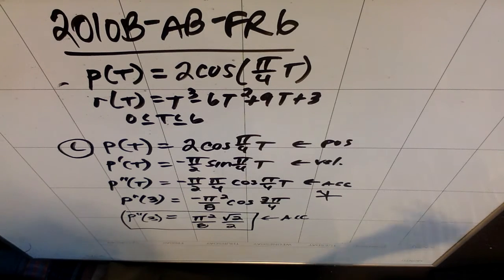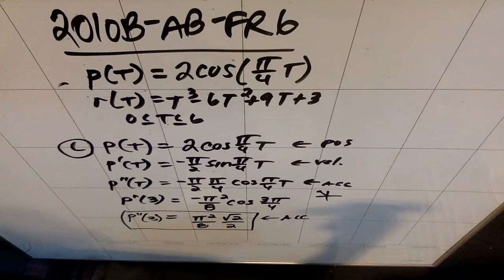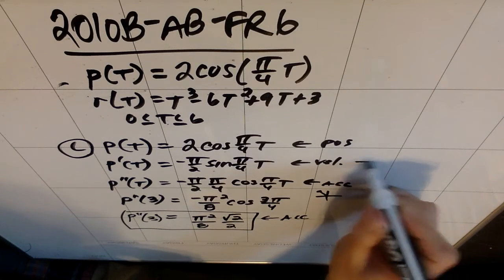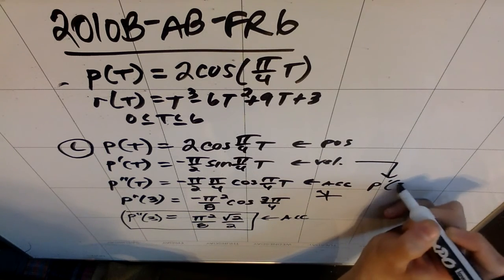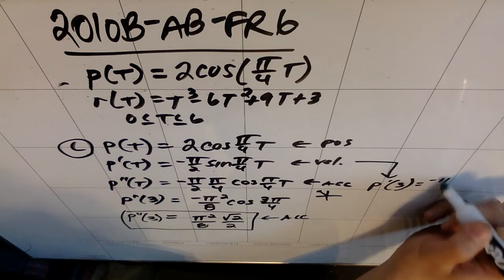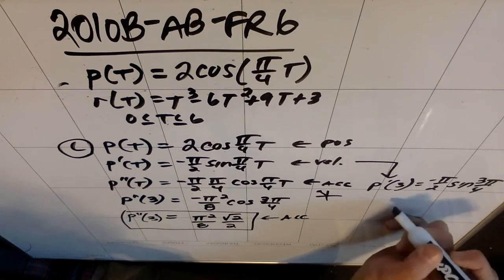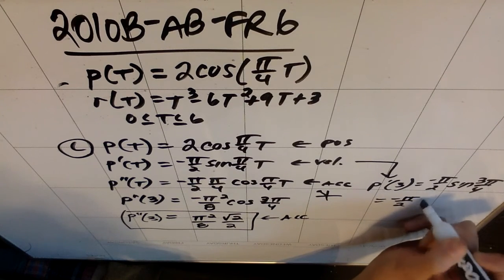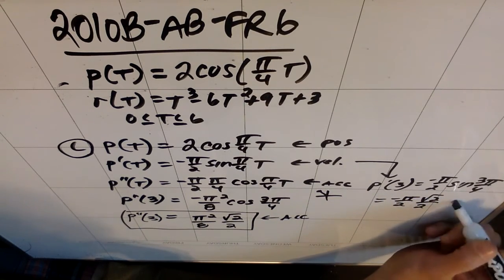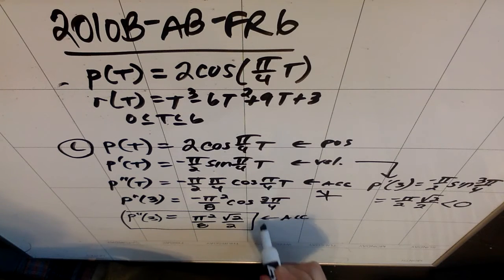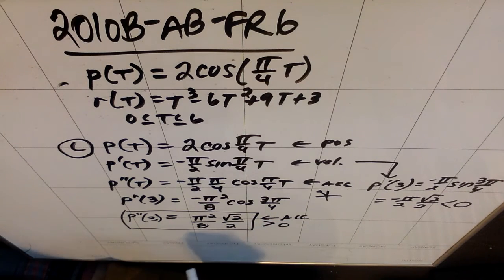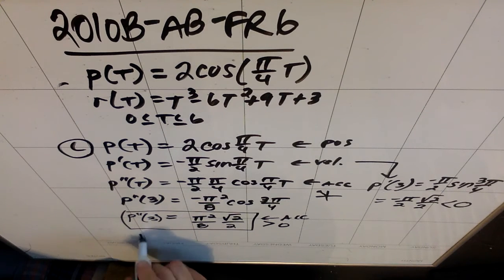Anyway, moving on. So essentially the question they're asking me is find p prime of 3 and then compare the signs. So if I look at my velocity, p prime of 3 is going to be a negative pi over 2 times the sine of 3 pi over 4, right? That's going to be a negative pi over 2 times root 2 over 2, right? This one is negative, and this one is a positive number because those are all positives.